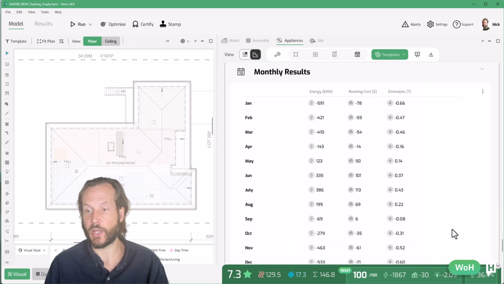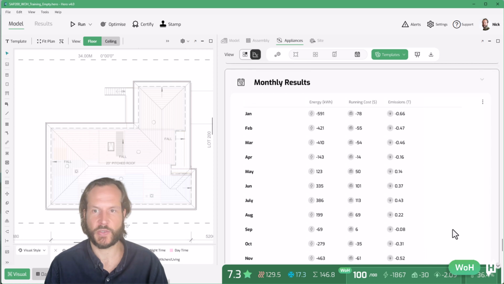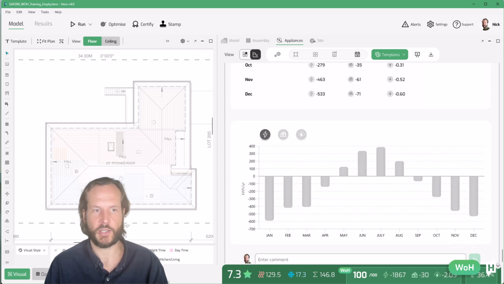We then show a month-by-month breakdown of energy cost and emissions in this monthly results section, and you can see how that varies across the year. Obviously negative in some months, and in winter in this project, we're still importing more electricity than producing.